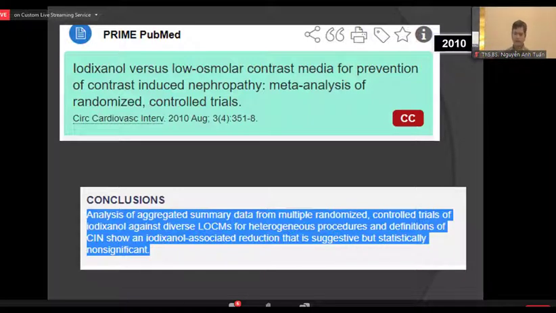Về tới năm 2010, một nghiên cứu khác của Brain trên PubMed thì cho thấy cái gì? Cho thấy cũng là áp lực thẩm thấu thấp, đồng áp lực thẩm thấu có trội hơn so với áp lực thẩm thấu thấp. Tuy nhiên sự trội hơn này không có ý nghĩa về mặt thống kê, nhưng về mặt lâm sàng nó có ý nghĩa về giá trị.